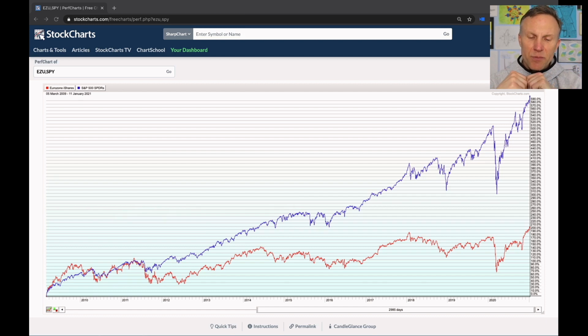The blue line is the S&P 500. The red line is the European stock market via ticker symbol EZU. Okay, so notice the blue line is going up much better than the red line. Now, the blue line is the S&P 500. It's up 600% since March of 2009. That was the bottom of the last major bear market. During the exact same time period, the red line, which is the European stock market, is up only 200%.